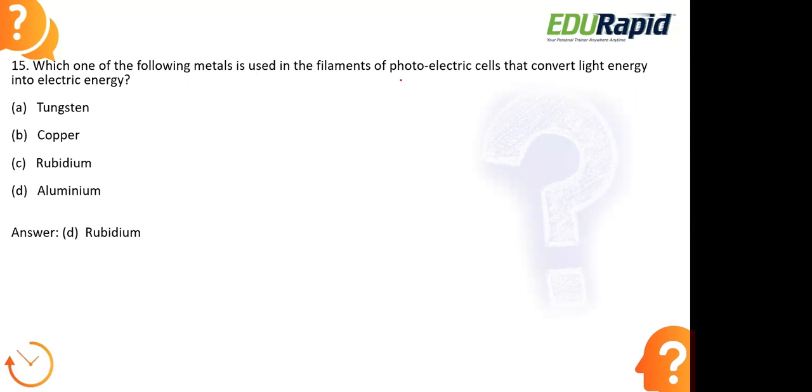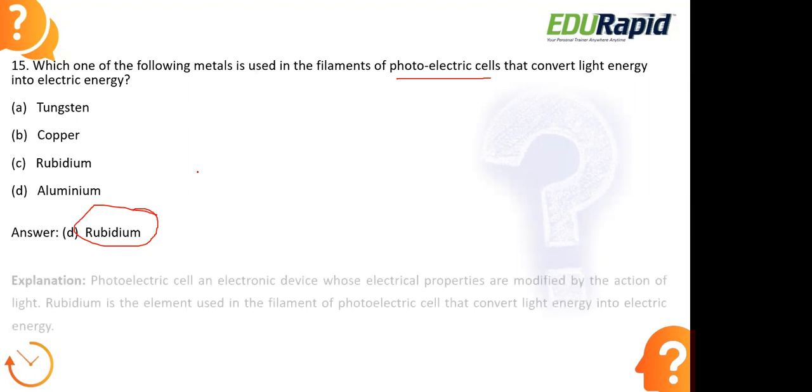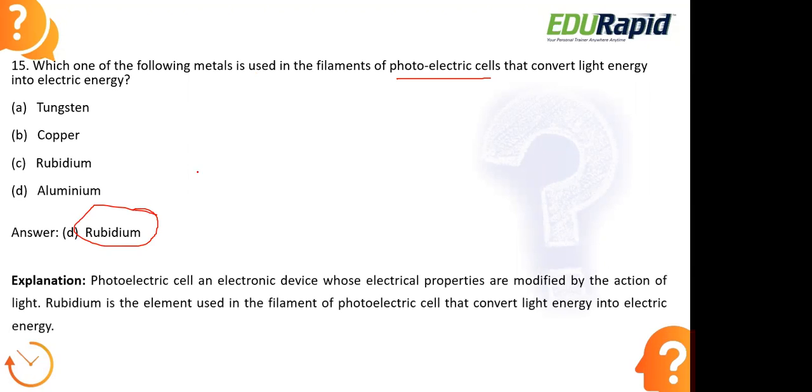But in photoelectric cells, we use rubidium. Rubidium is a material used as a filament in photoelectric cells. What is the function of a photoelectric cell? It is a device that can convert light energy into electrical energy, just the opposite of tungsten. Tungsten converts electrical energy into heat energy, which appears as the light that we can see.